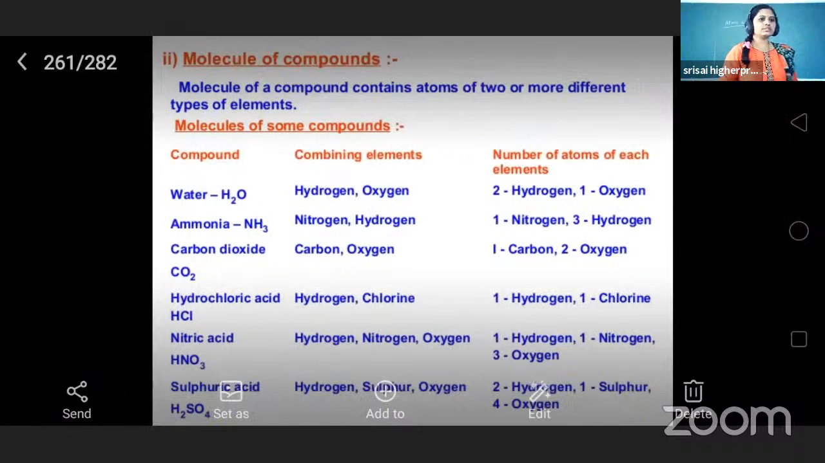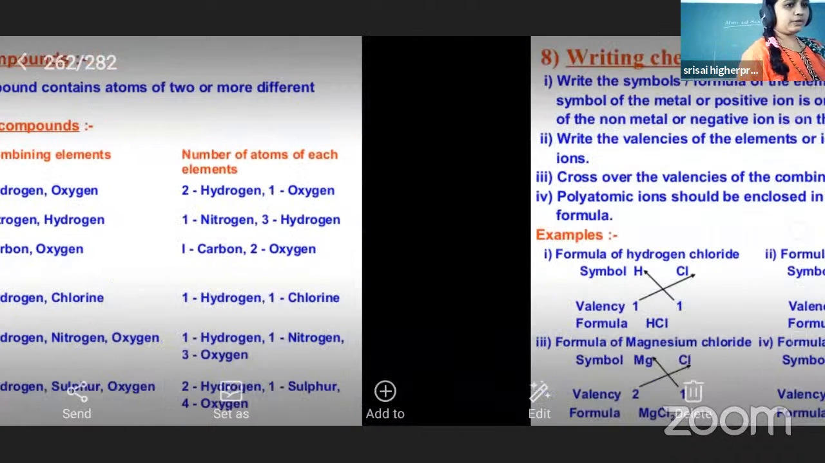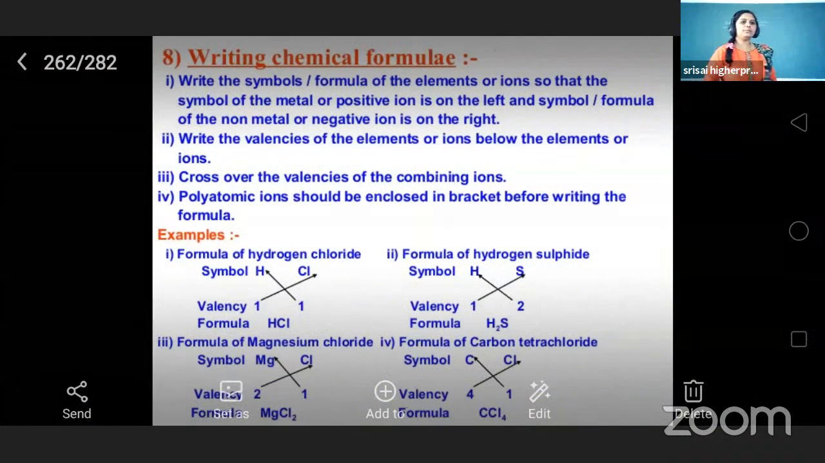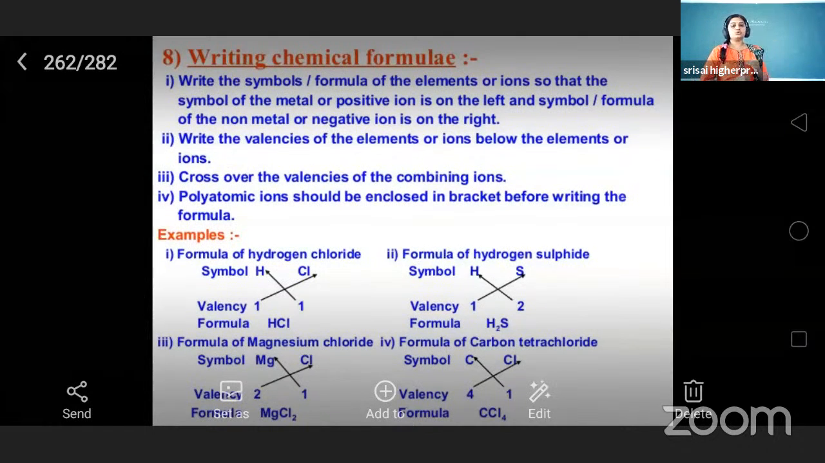Next, we have discussed the molecules of some compounds, how many atoms they have, and which elements we can find in the compounds. For writing chemical formulas, we should know the valency number. If you know the valency number, then only you can find it. I will give you the valency numbers of 20 elements. How to write formulas, I will tell you tomorrow.